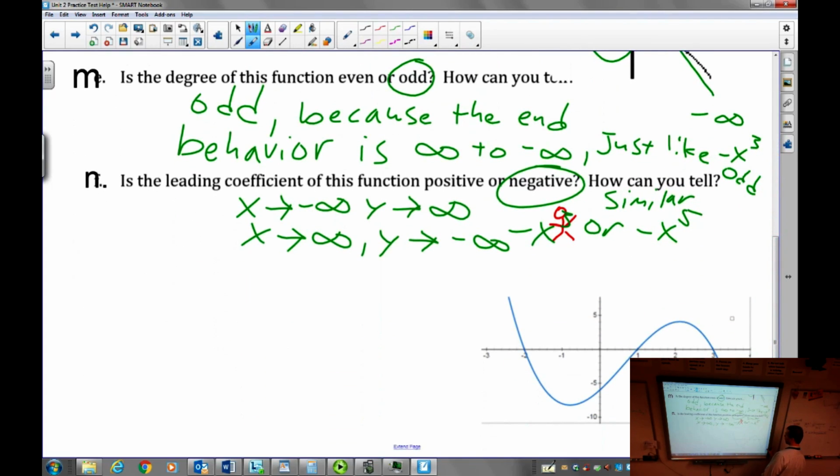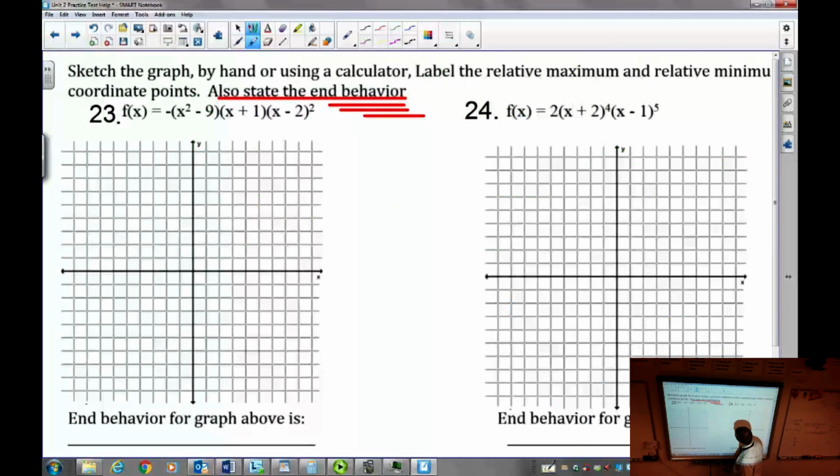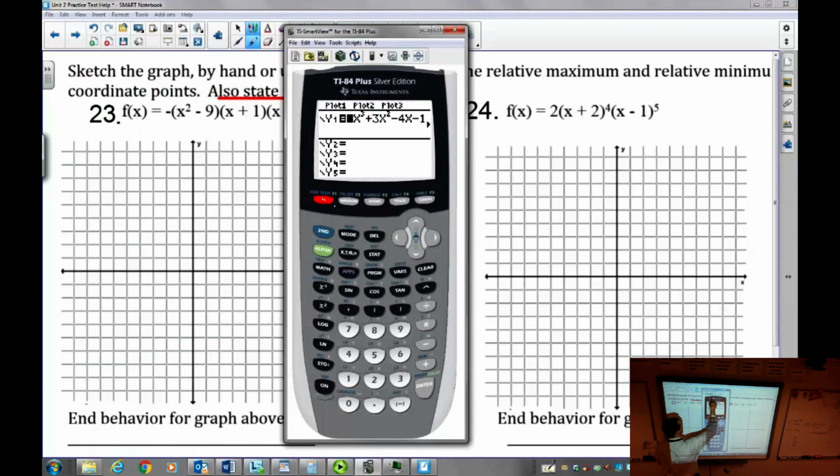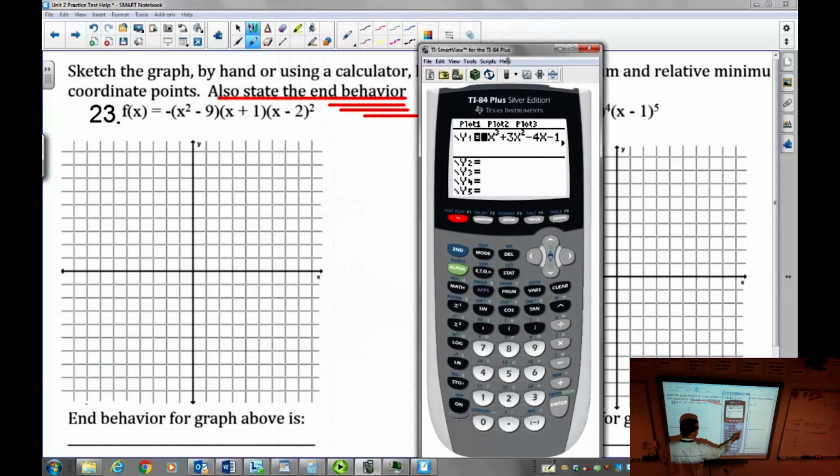So then we're going to jump over here to number 23. This one we kind of haven't really talked about, but the easiest way really to do this is just to use your graph. If you want to learn how to do it without the calculator, I'll show you right now. But mainly, just start plugging it into your calculator. So go to y equals, and push clear. You're going to type in lots of parentheses.